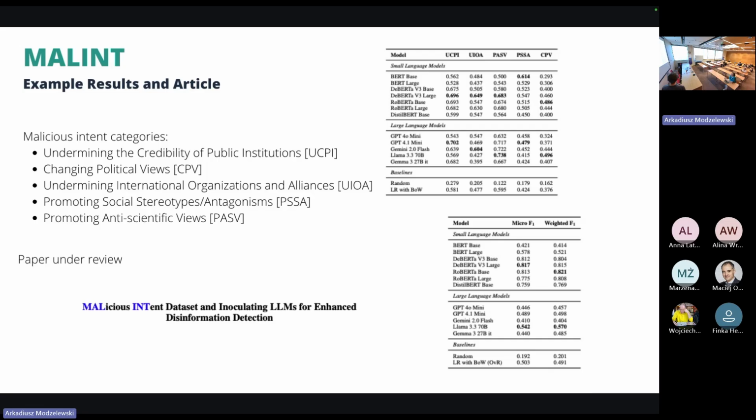If it comes to small language models, so BERT-based encoder models, I fine-tuned these models to the problem, and if it comes to large language models, we used mostly zero-shot prompting.